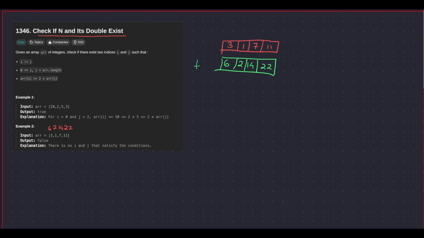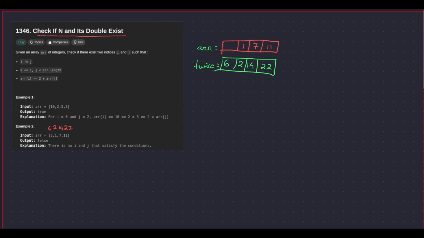Suppose this is the array of doubles which we are calculating and this is the original array. So what we can do is check if 6 exists in any one of these positions, right? Here, here, here, here. No, it does not. Okay, let's move on to 2. Here, here, here, here. No, it does not. Similarly for 14, no, it does not. Similarly for 22, it does not exist.